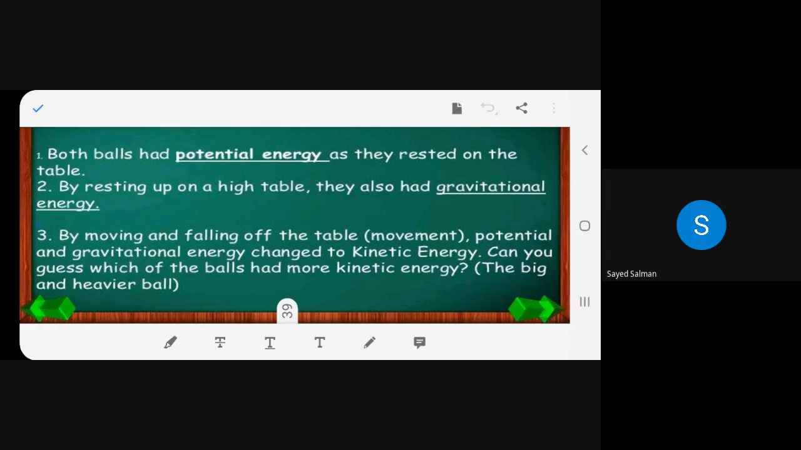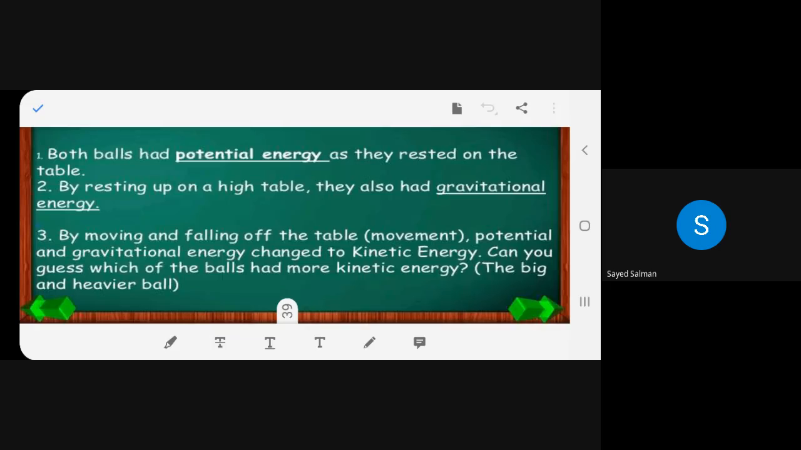Please read fast, by moving and falling off the table. At that moment, the potential and gravitational energy change to kinetic energy.